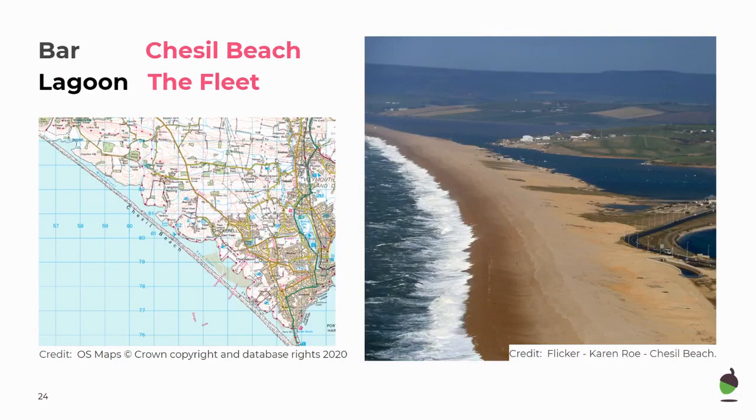Chesil Beach is our example of a bar. Chesil Beach has stretched from Abbotsbury in the northwest corner of that map all the way down along the coast past Chickerell and to Weymouth. Behind Chesil Beach is the Fleet, and that is our example of a lagoon.